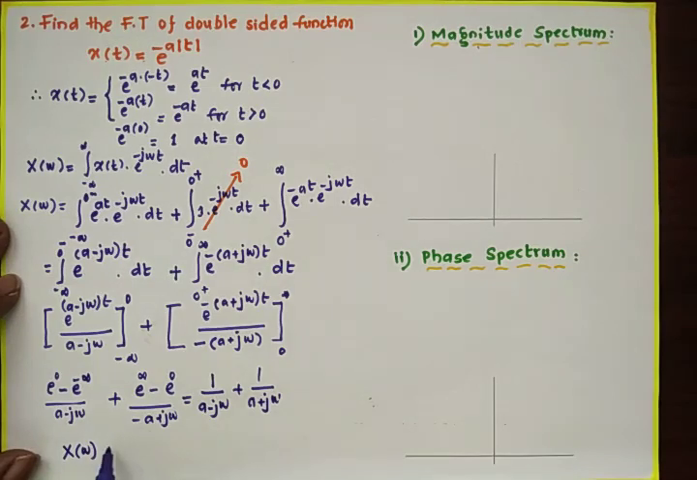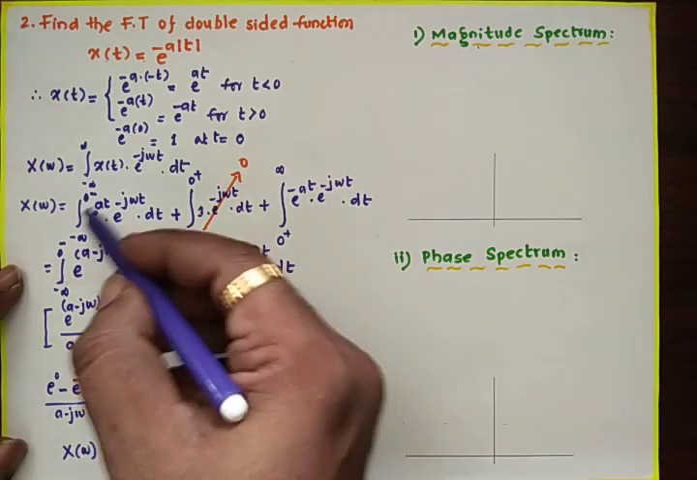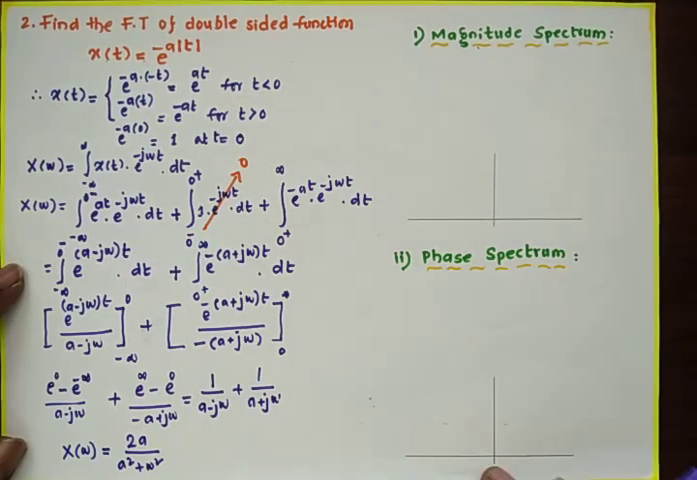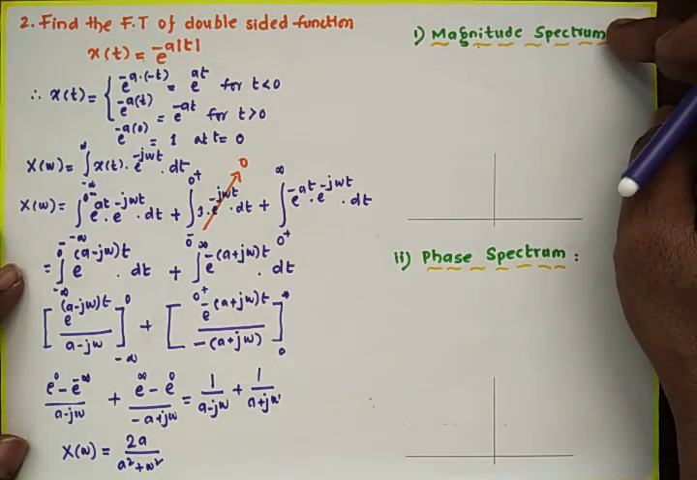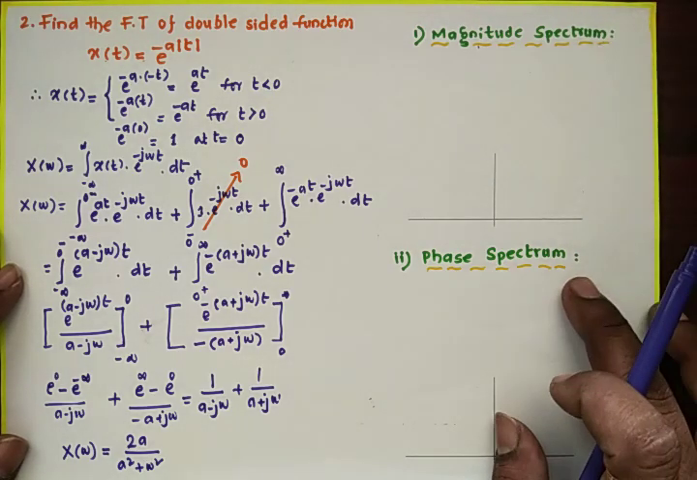X of omega is equal to 2a by a square plus omega square. This is nothing but the Fourier transform of the given signal. And after calculating the Fourier transform of the given signal, what do we have to plot? One is the magnitude spectrum, another one is the phase spectrum.